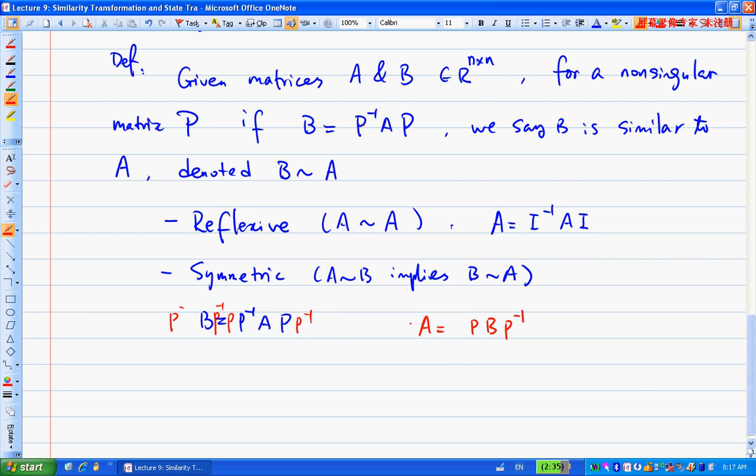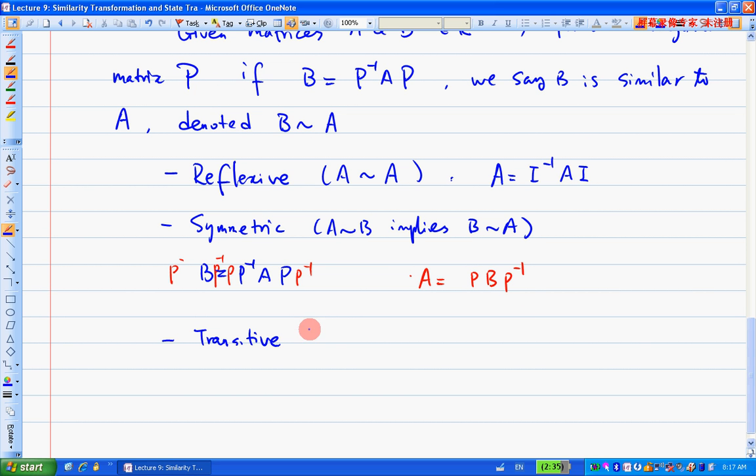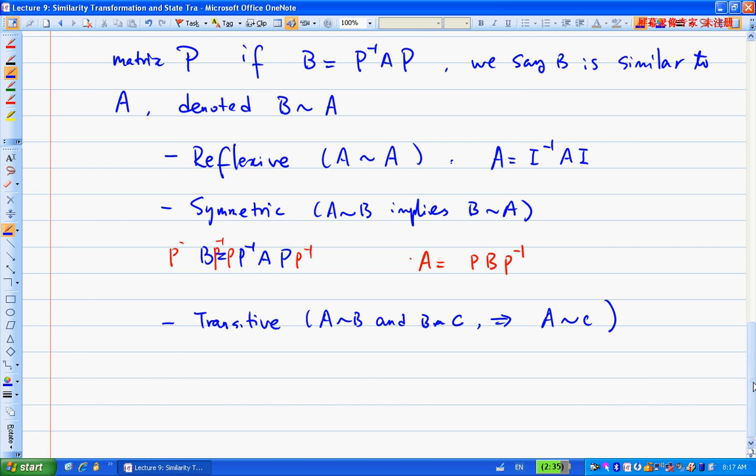The last one is transitive. Transitive means if A is similar to B and B is similar to C, then that means A is similar to C.